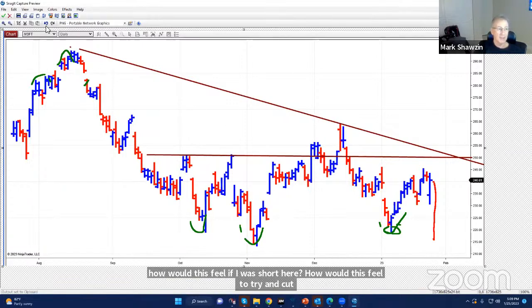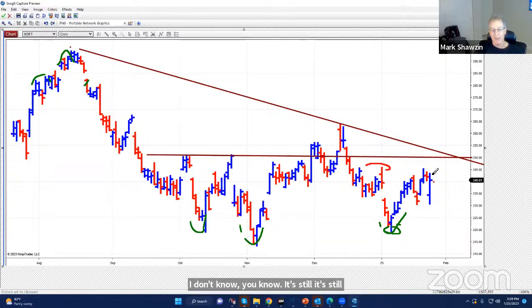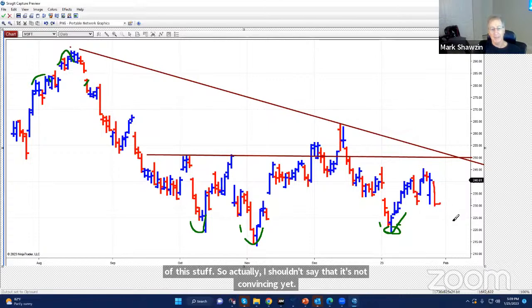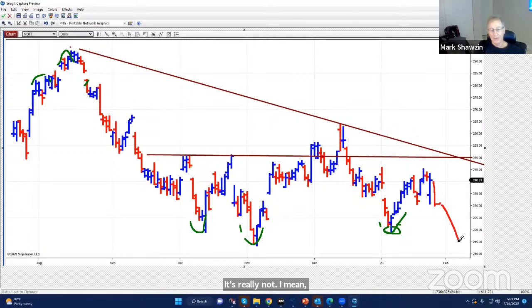I don't know. It still could. I mean, it's still dodgy in this area. Qualcomm's already taken out all of this stuff. Actually, I shouldn't say that. It's not convincing yet. It's really not. Tomorrow we could look like this, and I could very easily see it going like that. So it's kind of a day-to-day affair, and some charts are better than others. Qualcomm is better than Microsoft. Workday to me is better than Microsoft. But I'm starting to see the beginnings of something.